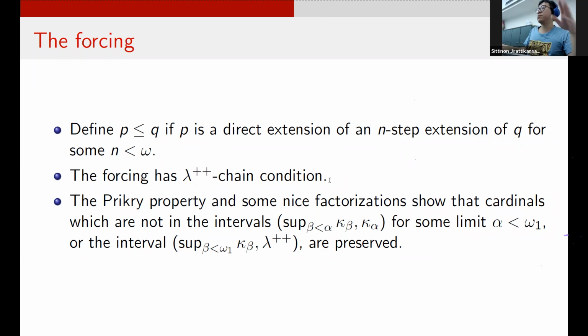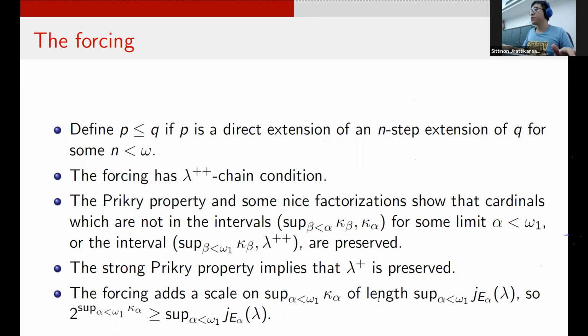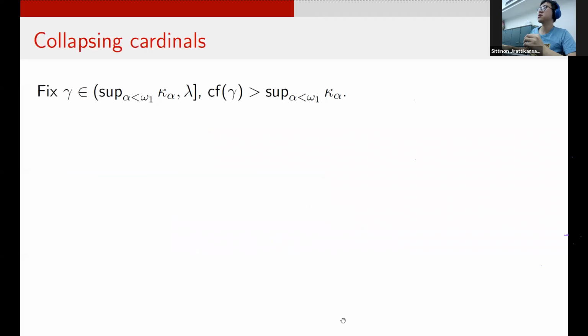So you need some tricky property to say this. And it also has the strong tricky property, which also makes sure that lambda plus is preserved. So it's a similar story as in the Gitik forcing. And yeah, it also adds a scale. Actually, I don't have time, so the way of deriving a scale is quite complicated. But the point is, the derived scale will give you the failure of SCH.